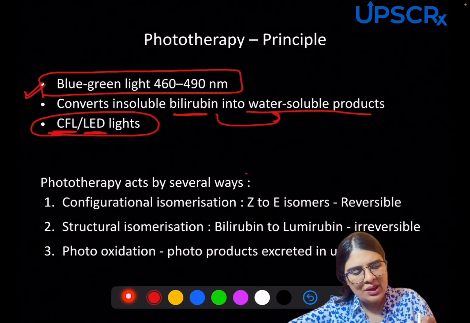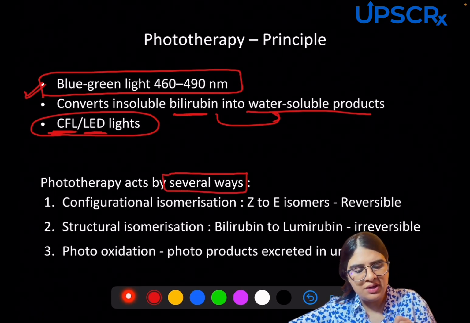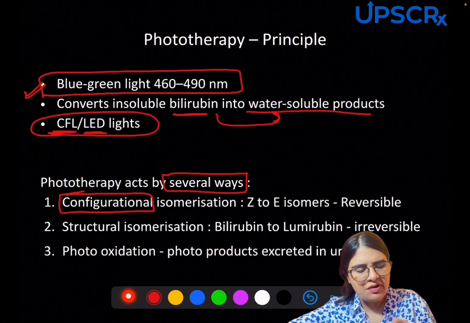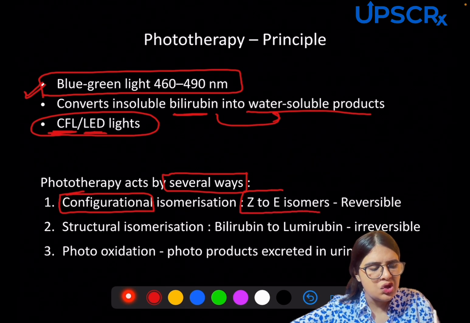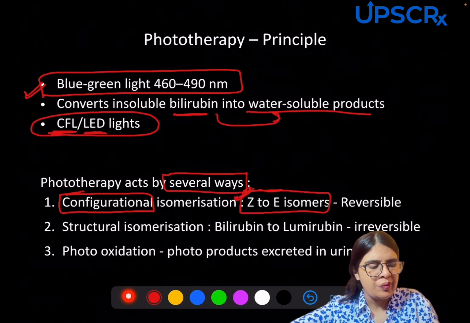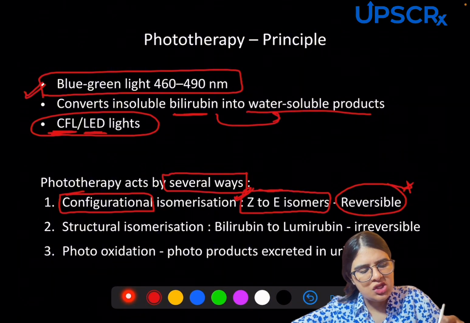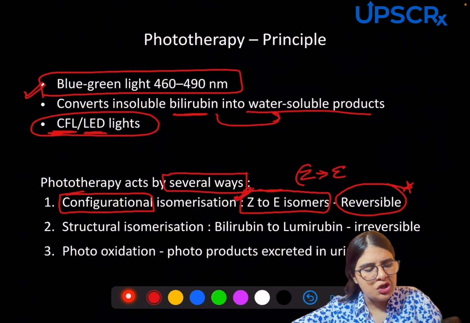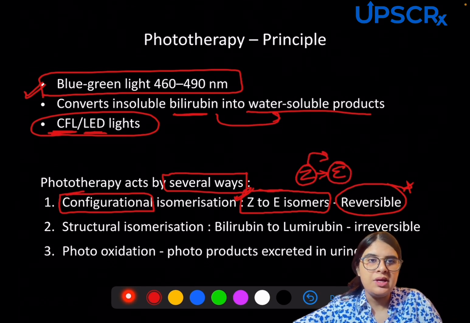So there are 3 ways. Now these 3 steps are given in GHI, and you should remember this because it's given in a standard book, and they expect that you should remember. So one is configurational isomerization. Here they convert Z isomers to E isomers, and this step is reversible. This is just conversion of one form to another, Z to E form, and this step is reversible.